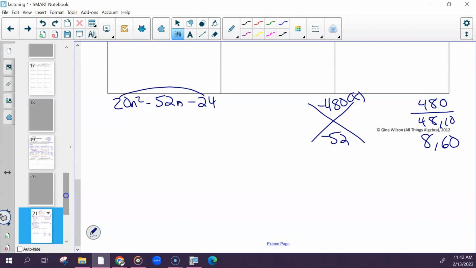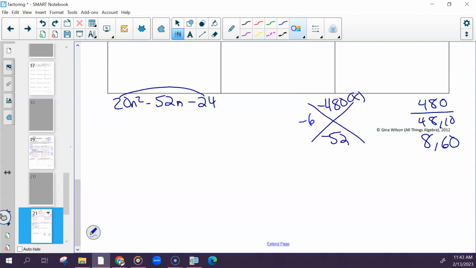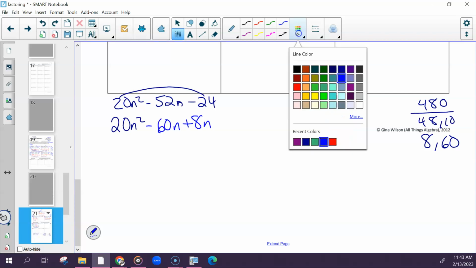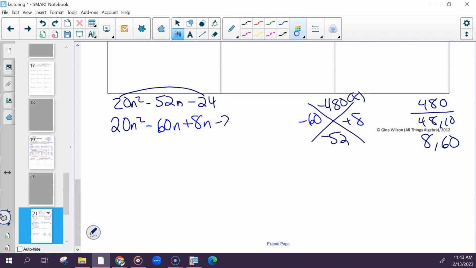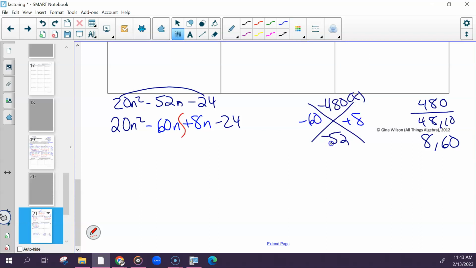Which one would have to be negative? Okay. Negative 60 and positive 8. And then we would still do the same process. So 20n squared minus 60n plus 8n minus 24. And then if we split that in the middle, what would those first two have in common?